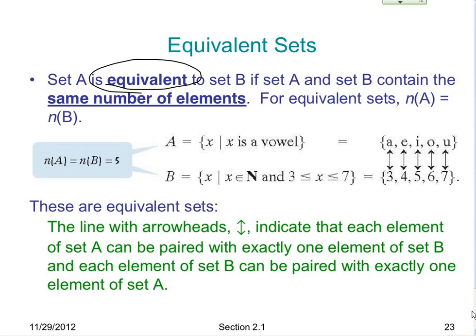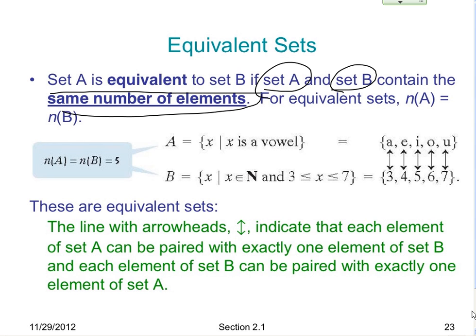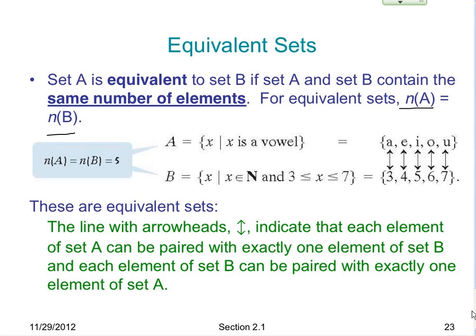Equivalent sets. A lot of students have trouble with this idea, so I want you to pay attention. Set A is equivalent to set B if set A and set B contain the same number of elements. They do not have to be the same set. As long as the cardinal number is equal, the two sets are equivalent.